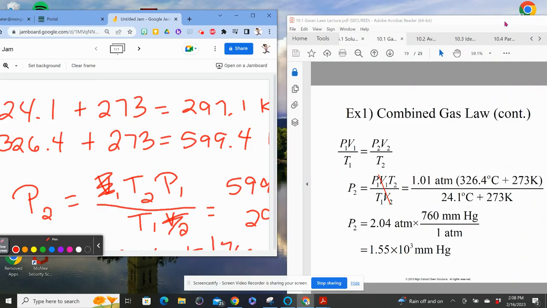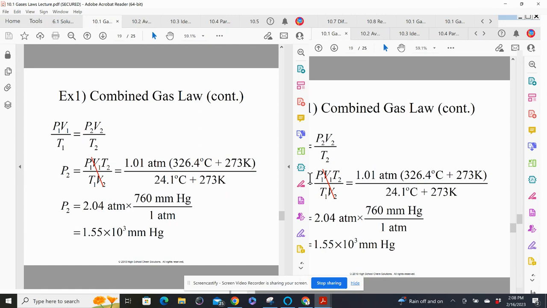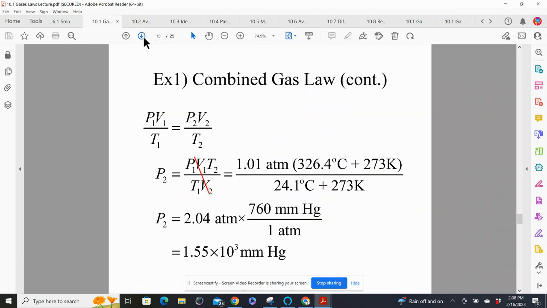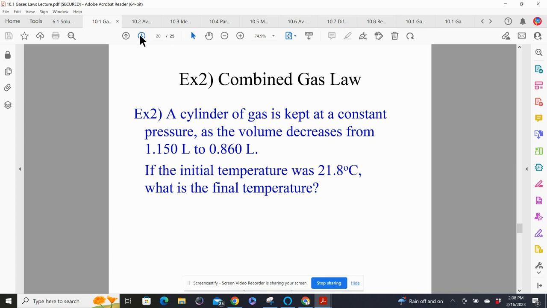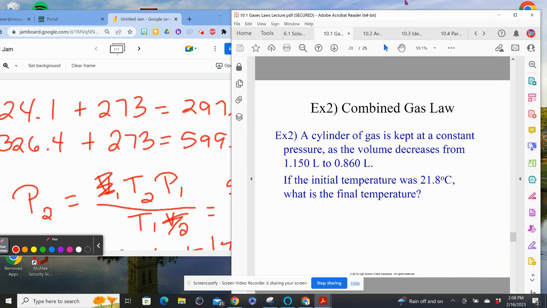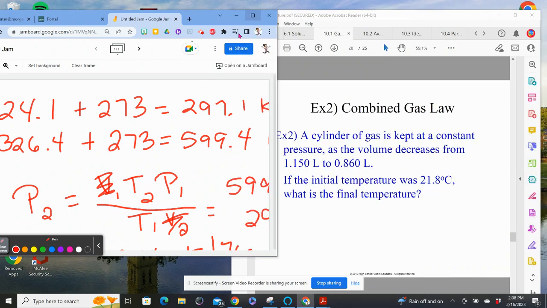So go back and look at this. That's how we use the combined gas law. We just plug the numbers in. That's all we're doing each time. Here's another example, but this time we're changing the volume. We're keeping the pressure constant, but we're changing the volume. We're going from 1.1 liters to 0.86 liters, and the initial temperature was 21.8. What's the final temperature? I am going to have the same setup. Let's clear that off.